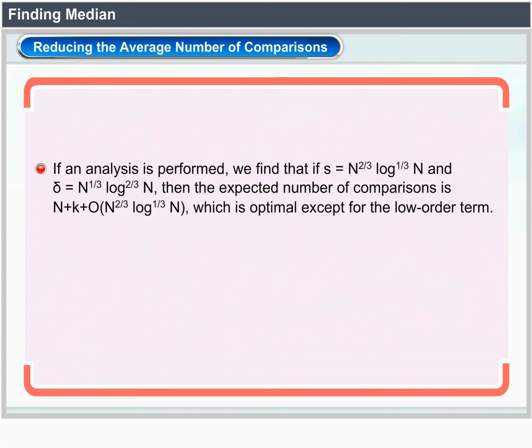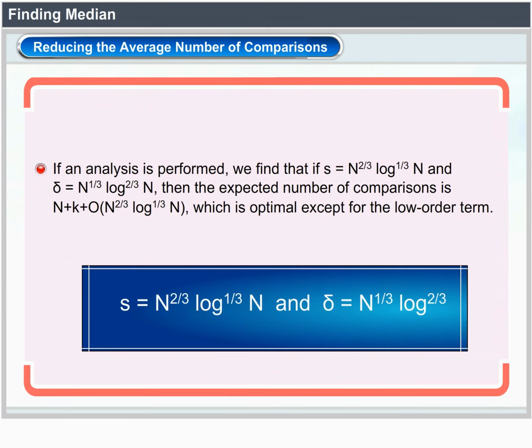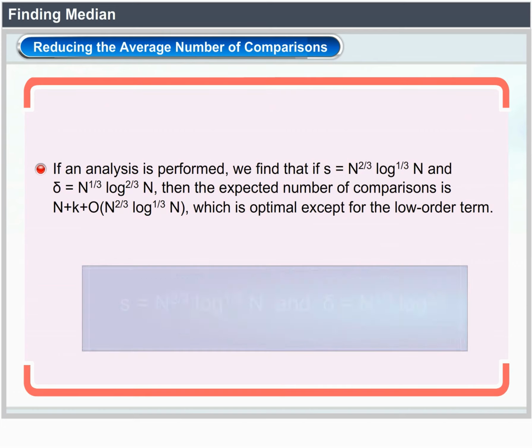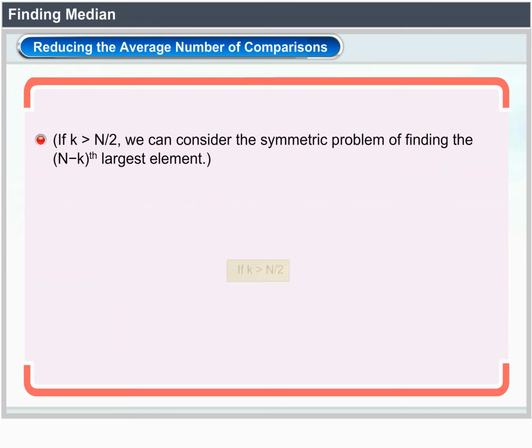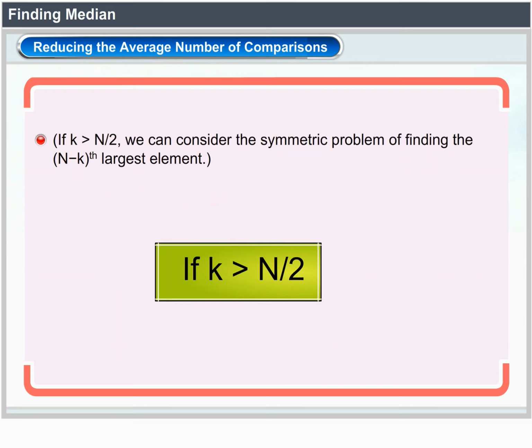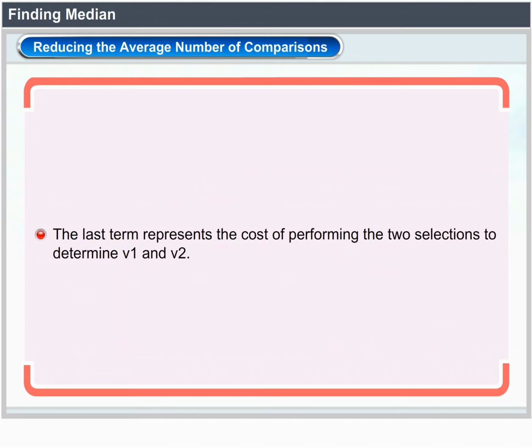If an analysis is performed, we find that if s equals n^(2/3) log^(1/3) n and delta equals n^(1/3) log^(2/3) n, then the expected number of comparisons is n plus k plus O(n^(2/3) log^(1/3) n), which is optimal except for the lower order term. If k is greater than n/2, we can consider the symmetric problem of finding the n minus kth largest element. The last term represents the cost of performing the two selections to determine V1 and V2.